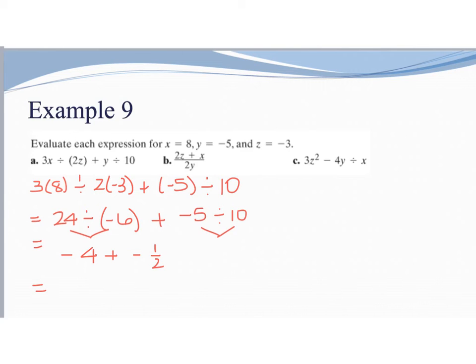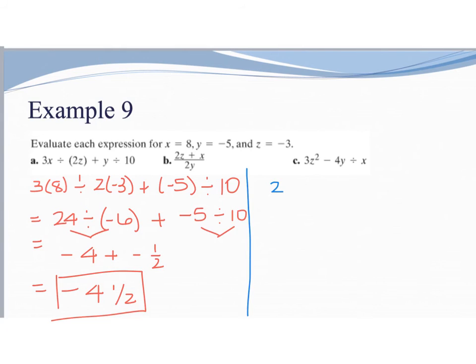And I have negative 4 plus a negative 1/2 will give me a negative 4 1/2. And I know that because when I add, if both of them have the same sign, I know that the final answer will have the same sign. So my final answer is a negative 4 1/2. For part B, we'll do part B over here.